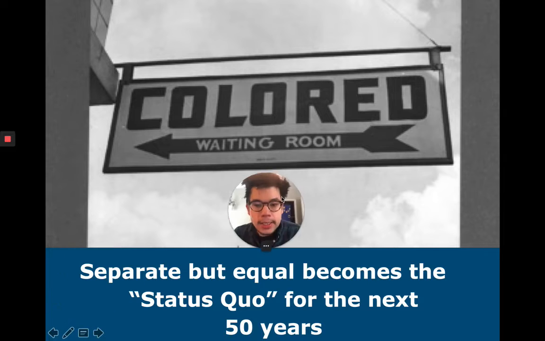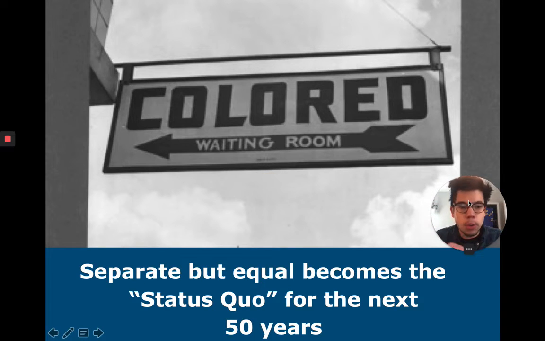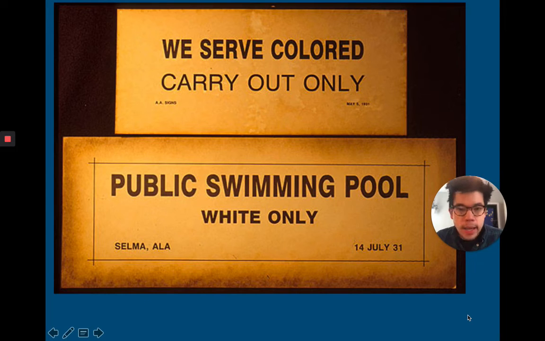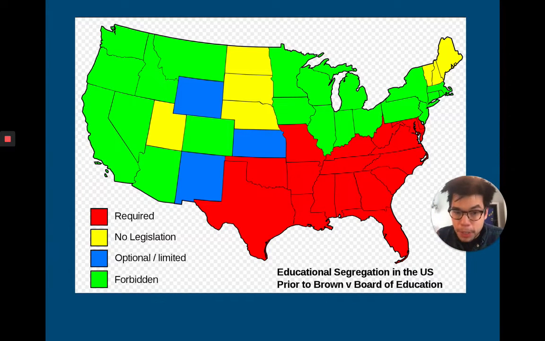And so we begin to see separate but equal. This is the status quo all the way up to the case Brown v. Board of Education. But up to that point, segregation in the South was pretty much required. So we see here in this map that in many of the northern states, primarily, segregation is either forbidden or optional, or there's just no legislation around it.